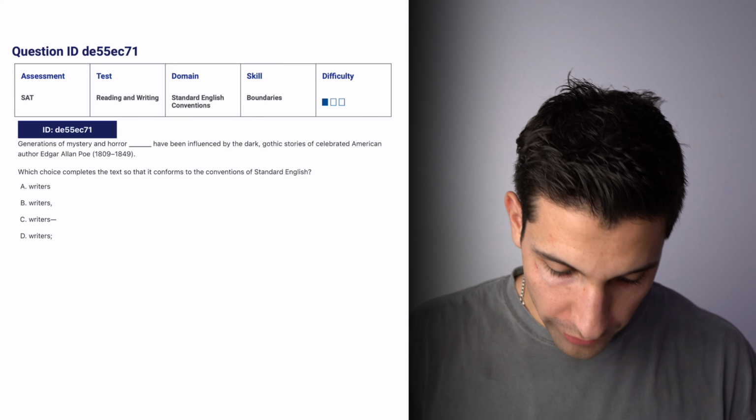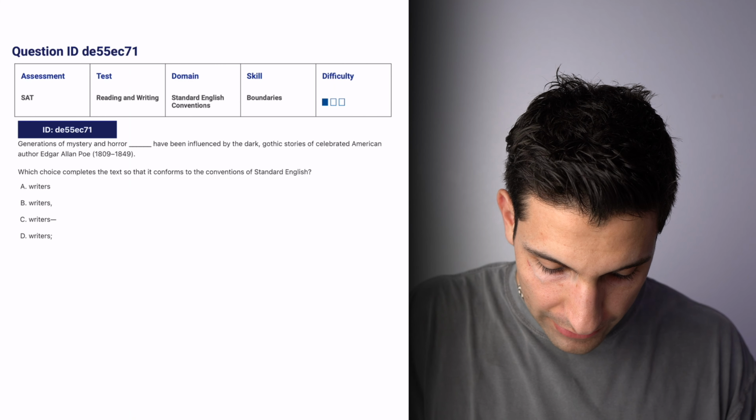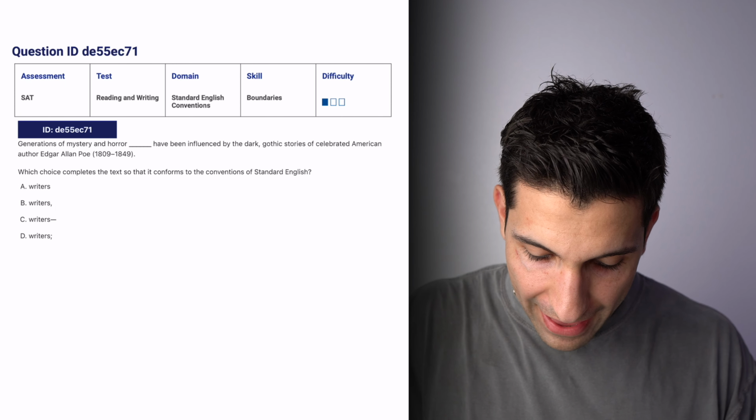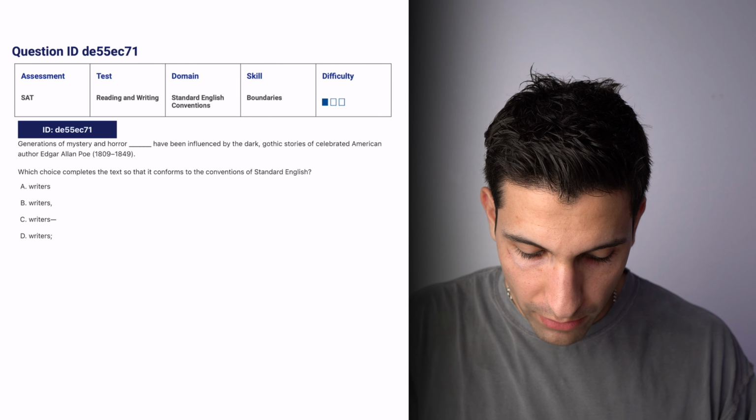Let's take a look at some boundaries types of questions on the digital SAT and how we can go ahead and solve them. So for this problem here, we have generations of mystery and horror blank. Obviously, the word there is going to be writers. Have been influenced by the dark Gothic stories of celebrated American author Edgar Allan Poe.